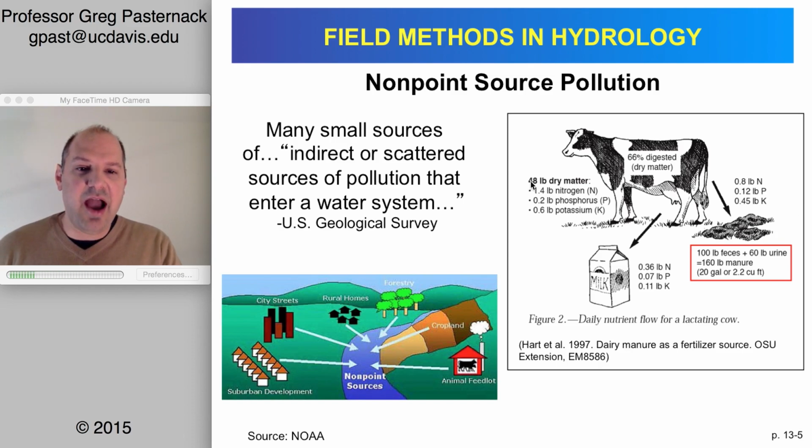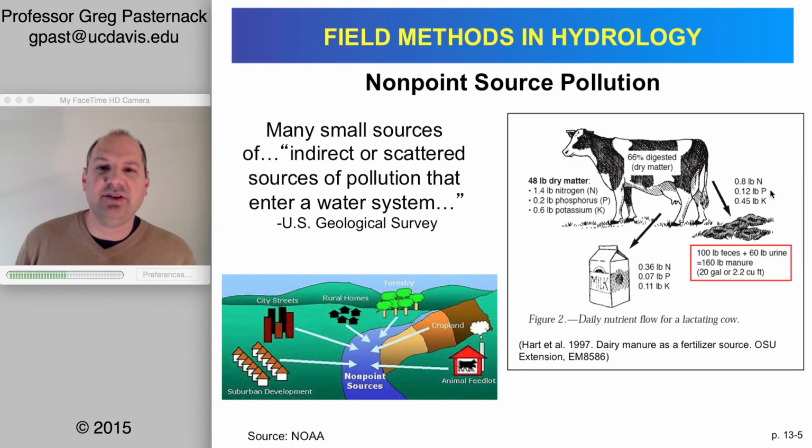So a cow might consume 48 pounds of dry matter a day, of which there's 1.4 pounds of nitrogen and 0.2 pounds of phosphorus. Then they release 0.8 pounds of nitrogen and 0.12 pounds of phosphorus. Well, that's two-thirds or so of the nitrogen and about half of the phosphorus. So it's just passing right through. You might as well just be dumping these compounds right on the ground, but they're just sort of passing through the cow. So it is a substantial amount of nutrients.